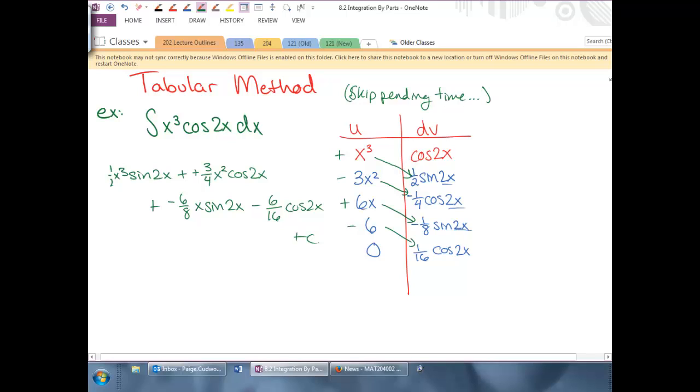And there's the result. Now this is only helpful if you have to do it more than once, right? So 2, 3, 4, 7, whatever times. But this is kind of a shortcut method. I won't actually test you guys on the tabular method, but I wanted to show you just in case you needed to use this in another class in the future.